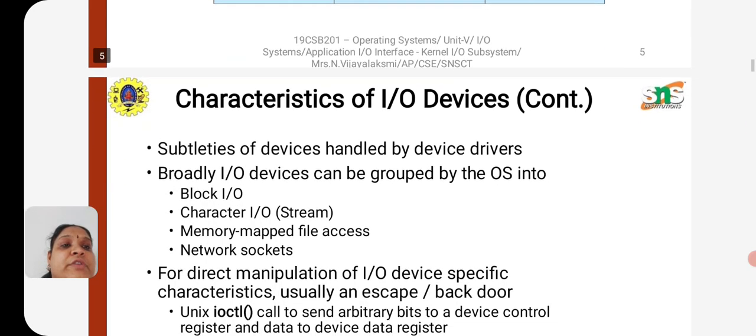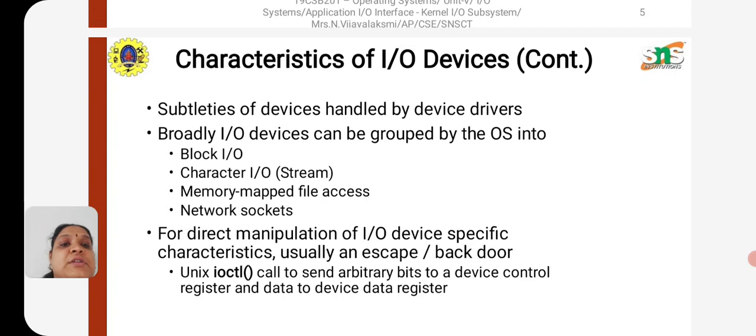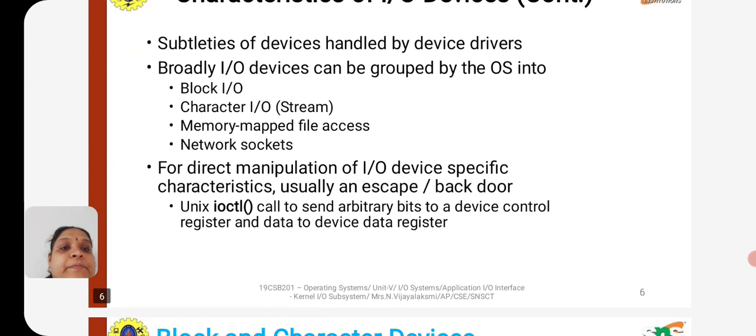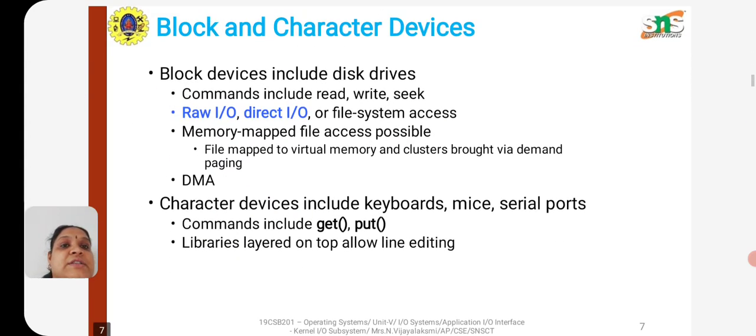What are all the characteristics of input-output devices? Continuing, broadly, input-output devices can be classified or grouped by the OS into block input-output, character input-output, memory-mapped file access, or network sockets. For manipulation of specific characteristics of input-output devices, there is usually an escape or backdoor. We use a function called ioctl, which is used to send arbitrary bits to a device control register and data to a device data register.